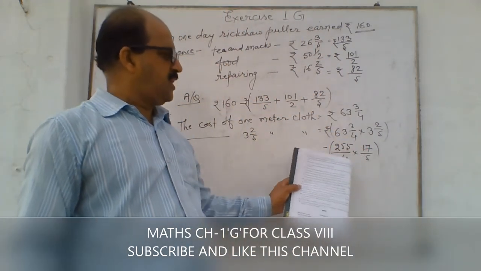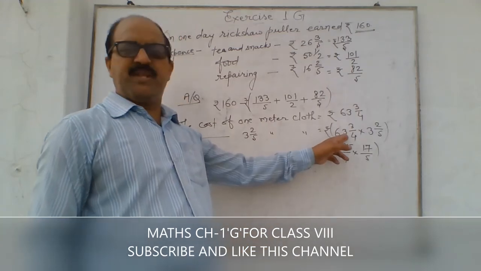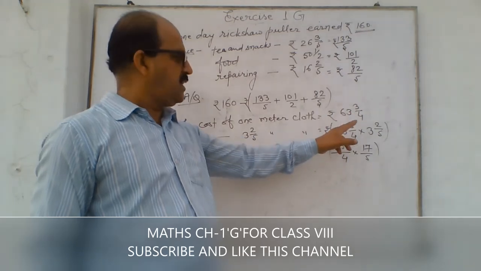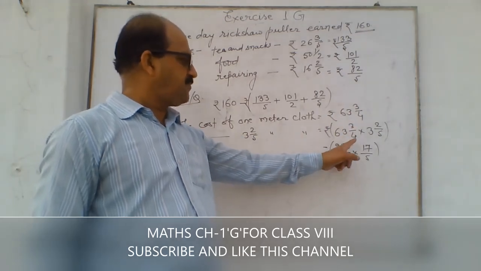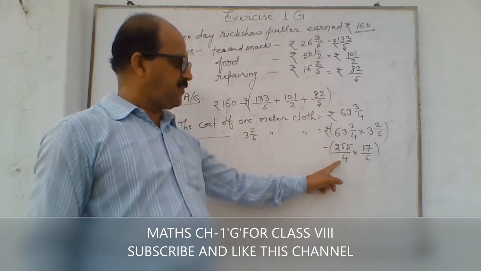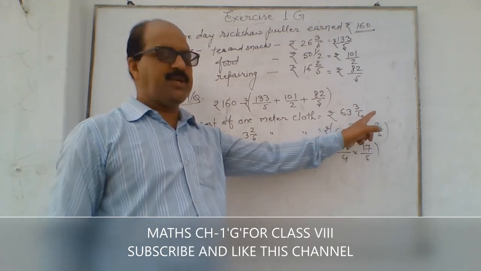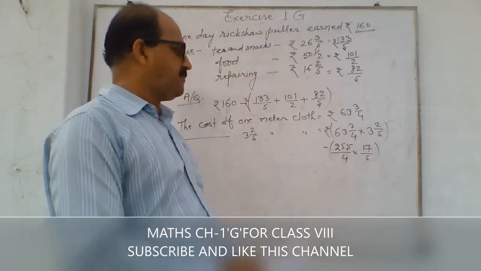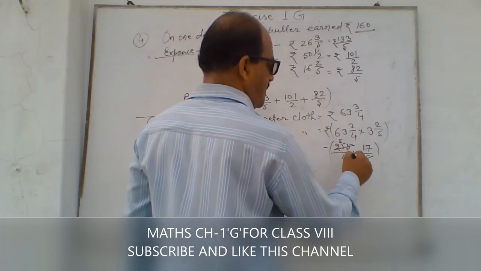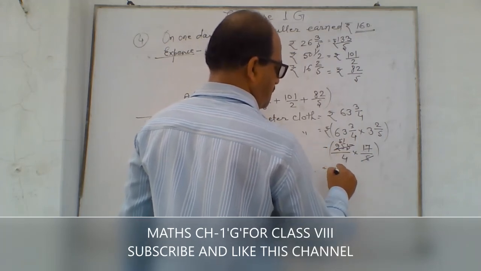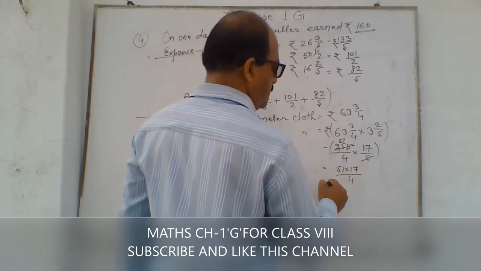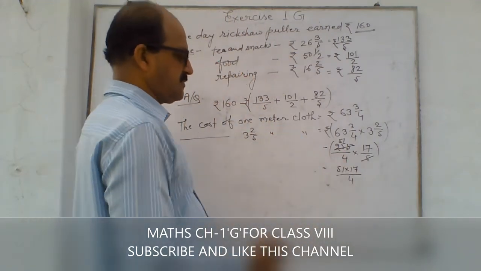Here, these mixed fractions will change into improper fractions. 4 threes are 12 plus 3 is 15, carry 1, and 4 sixes are 24, 25, so 255 by 4. 5 threes are 15 plus 2 is 17, so 17 by 5. This one can be cancelled, 5 fives and 5 ones. 51 into 17 by 4. When you simplify it, you will get the answer.